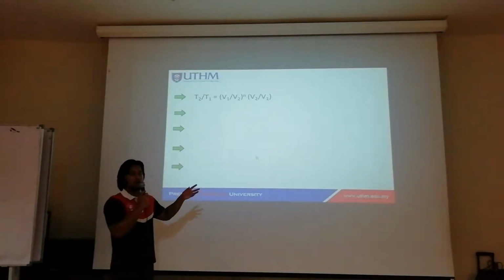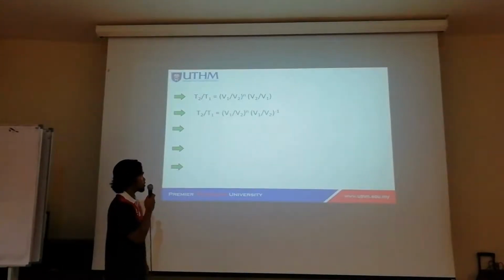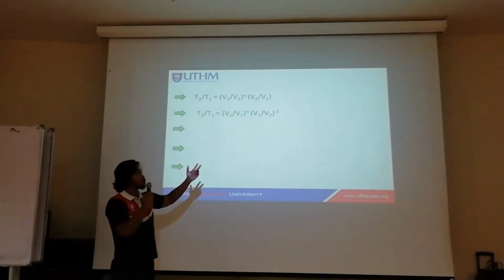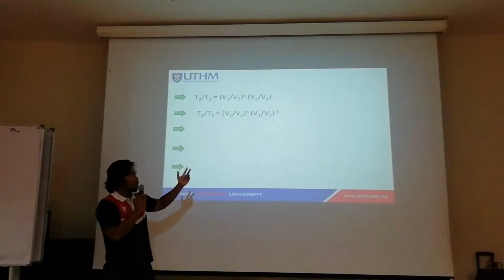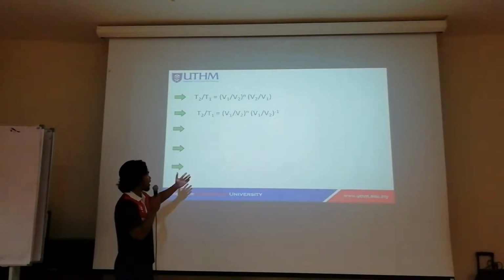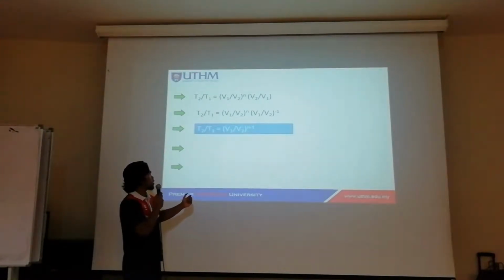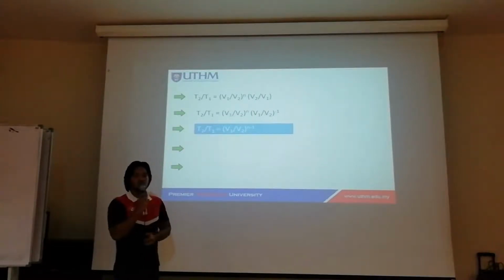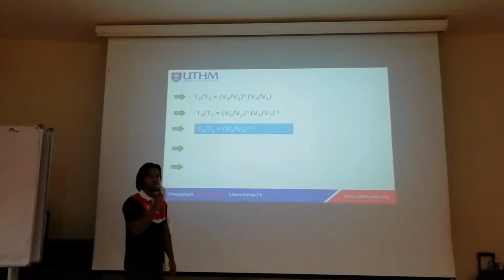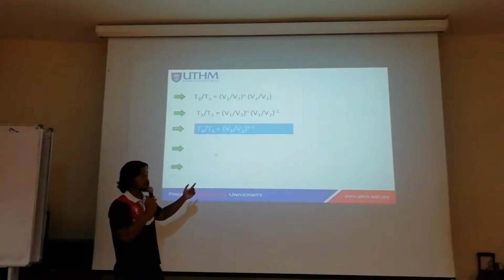So we replicate the equation. So next equation. There you have it, where we change the V2 over V1 to V1 over V2. When we have done this, we can get the next equation, which is a much simpler equation, T2 over T1 equal to V1 over V2 to the power of the polytropic index minus 1, which is n - 1. There, I hope you guys understand.